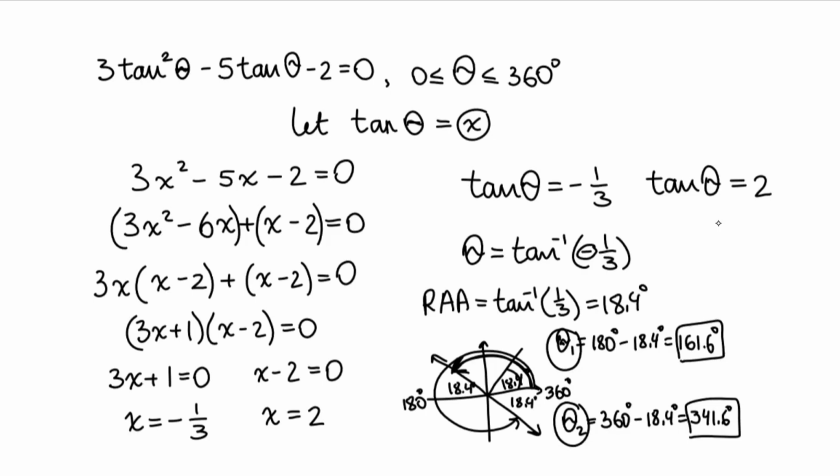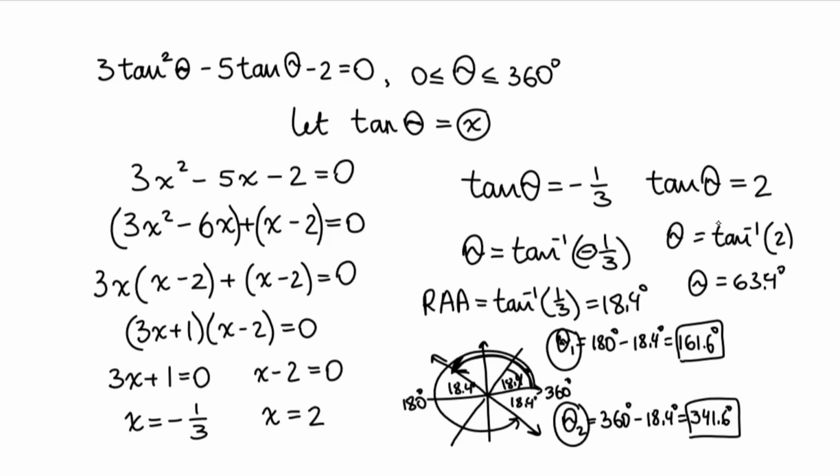Now, let's move on to the other one. Tangent theta is equal to +2. This ratio is positive, and tangent is positive in quadrant 1 and in quadrant 3. So when we find the related acute angle, it will be one of the solutions for tangent theta equals 2. And the other angle will be 180 plus the related acute angle. Let's try. Tan inverse of 2 is equal to 63.4 degrees.